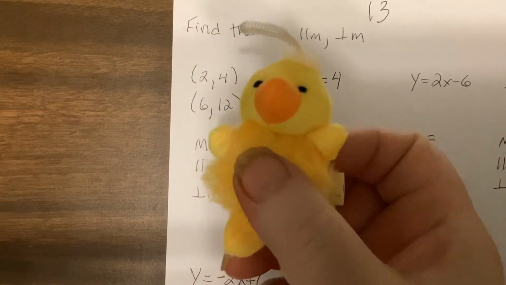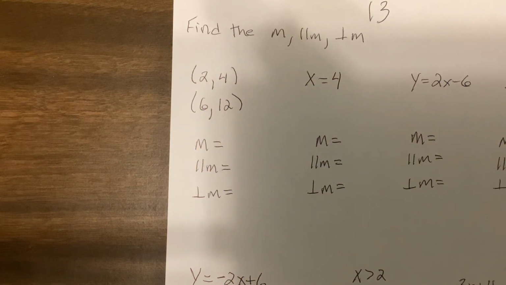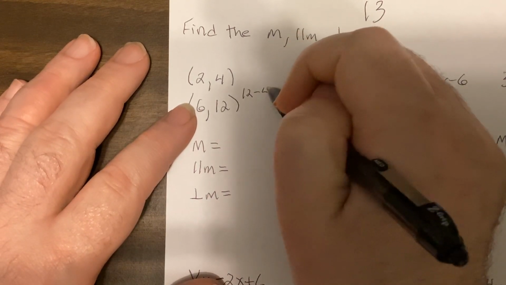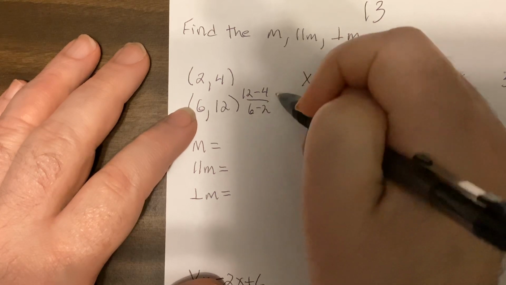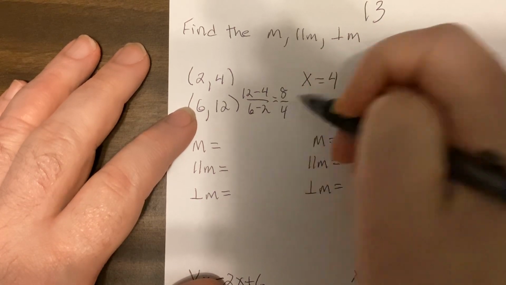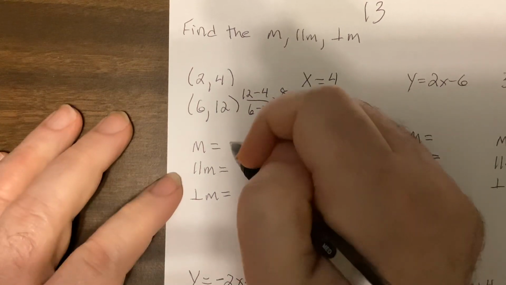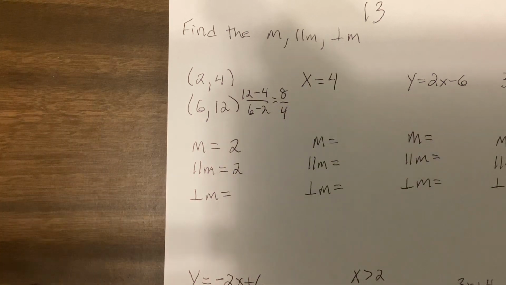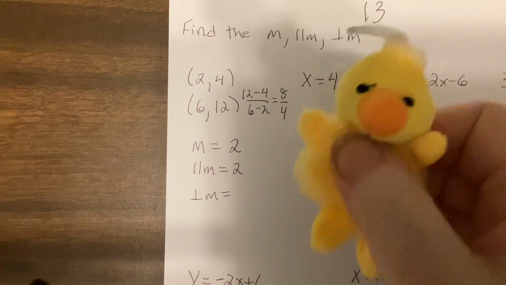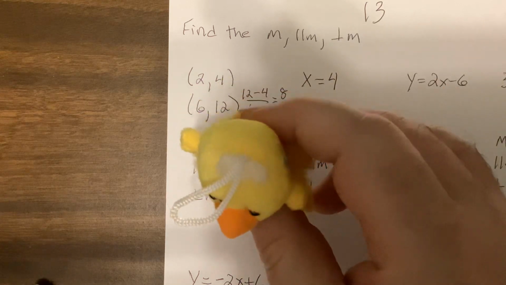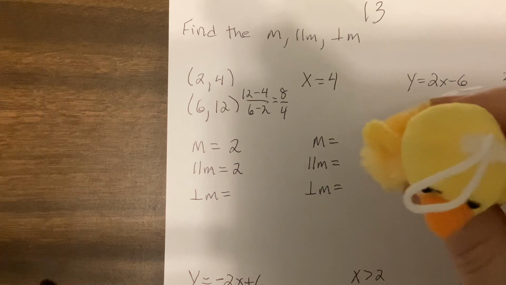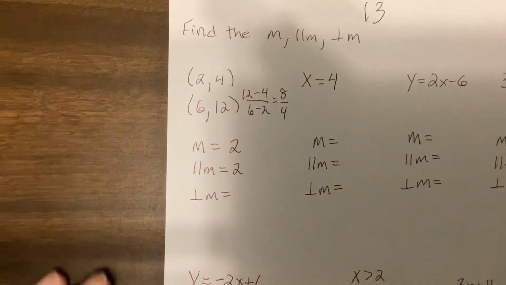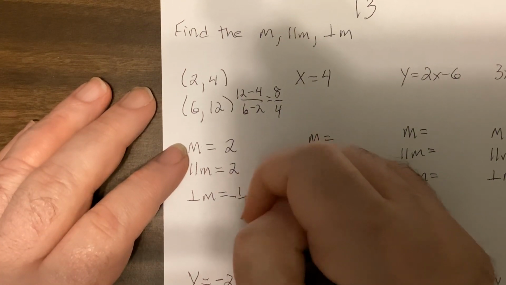Even Ducky says we can do this. So first we have to find the slope. 12 minus 4 is 8. 6 minus 2 is 4. 8 divided by 4 is 2. Parallel slope is the same. And perpendicular, what do you do, Ducky? Ducky says, take the opposite and then flip it. So it's a negative 1/2. Thank you, Ducky.